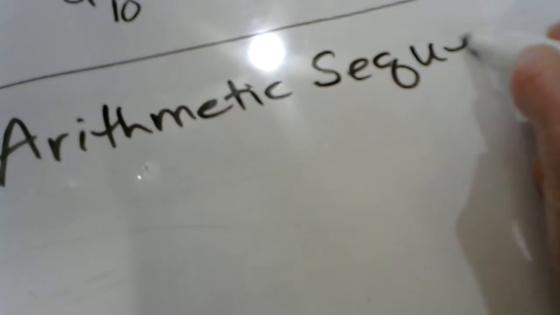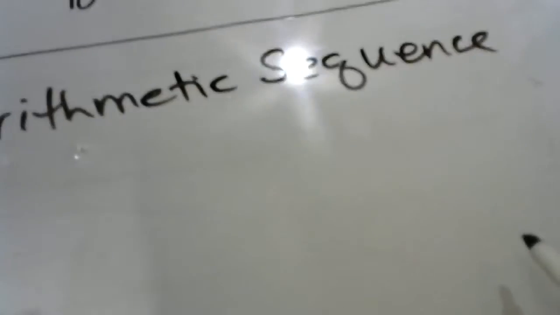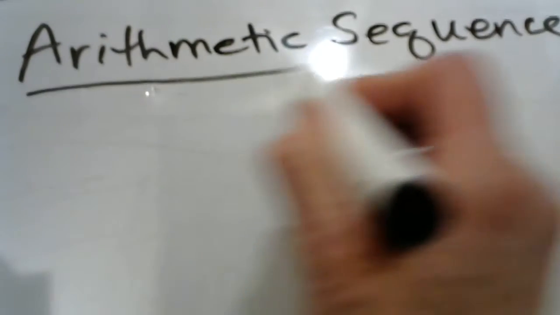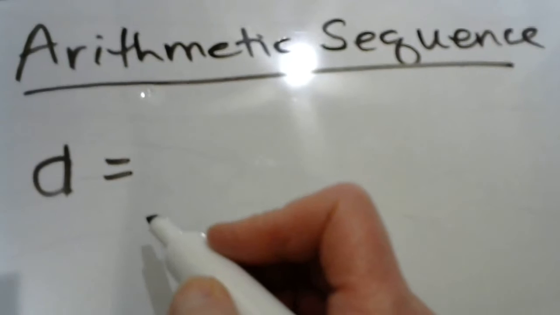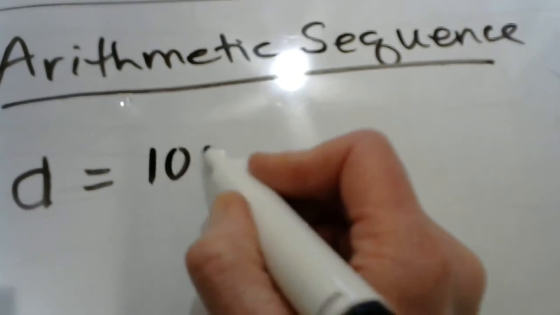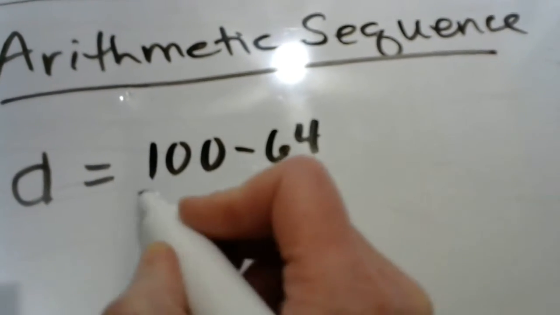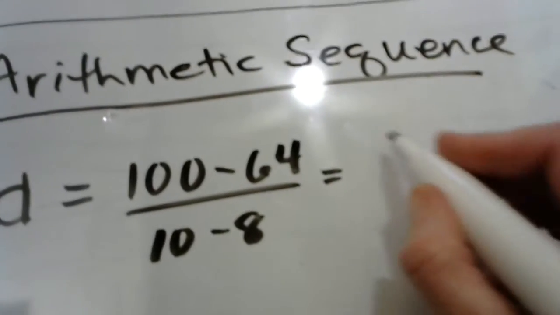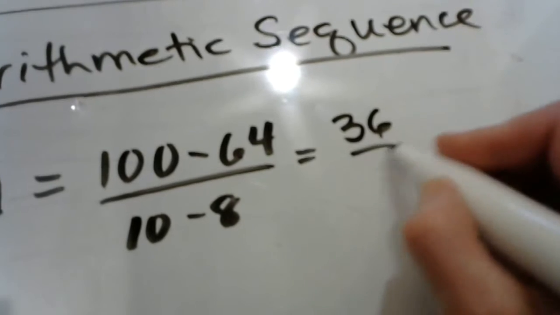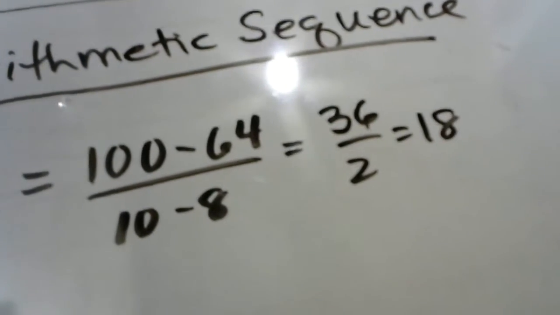So to find the A9 of the arithmetic sequence, first we have to find the common difference. The common difference, the D, can be found by subtracting 100 minus 64 over 10 minus 8. That's 36 over 2, which is 18. That's our common difference.